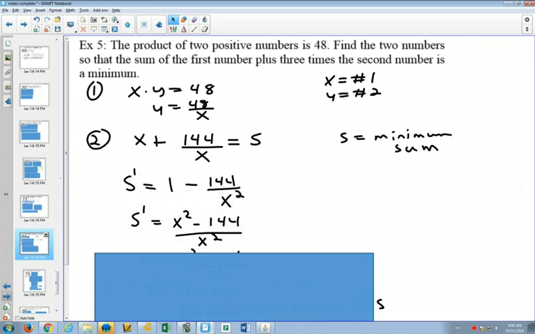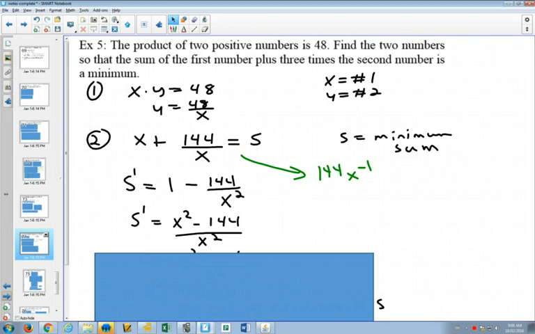Doing our derivative here, we're going to get 1 minus 144 over x squared. What I did here with 144 over x is I thought of it as 144x to the minus 1. That way you bring the minus 1 out in front, make x to the minus 2, and you'll get 144 over x squared.